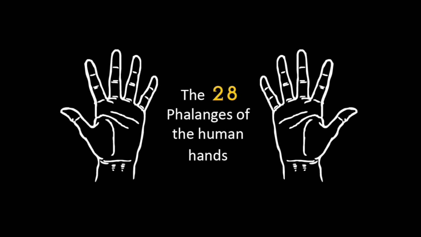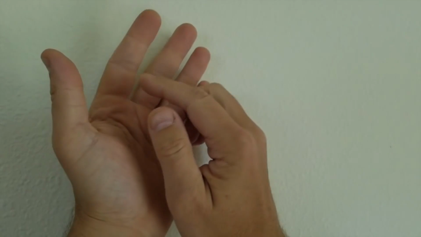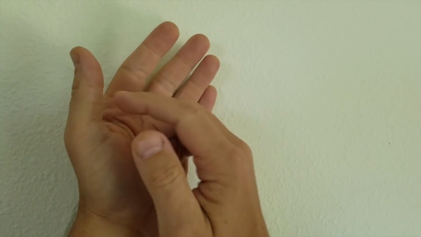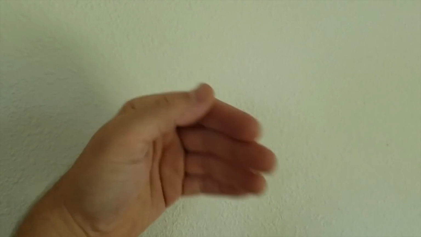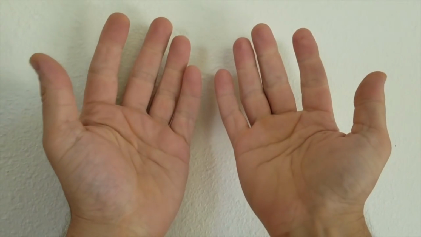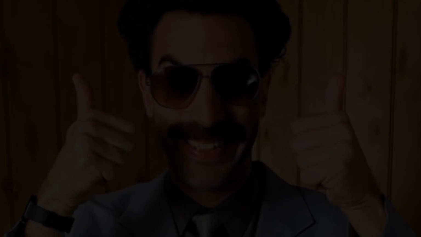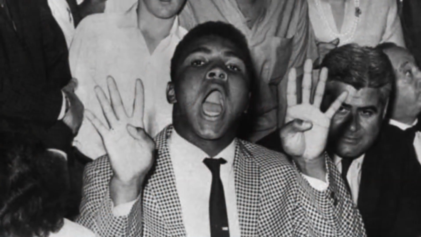Your fingers are naturally divided into 28 phalanges, or bone segments, with 3 on each finger and 2 on each thumb, giving 14 for the left hand and 14 for the right hand, coming together to be a total of 28. We can also find the numbers 2 and 8 in 28 with our 2 thumbs and 8 fingers.